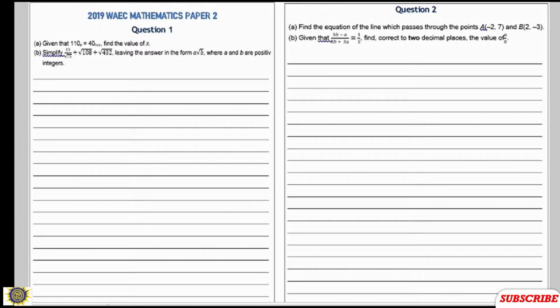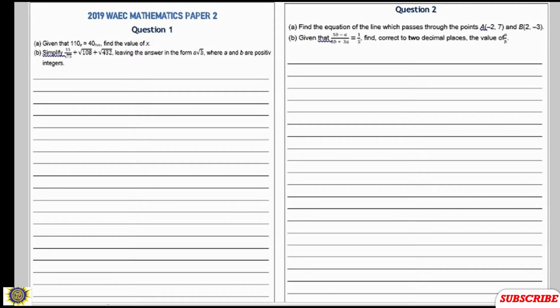Today we are going to be considering 2019 WAEC Mathematics Paper 2 past questions. And the question before us says, question 1A: Given that 110 base x is equal to 40 base 5, find the value of x.